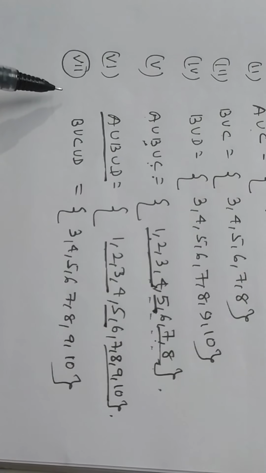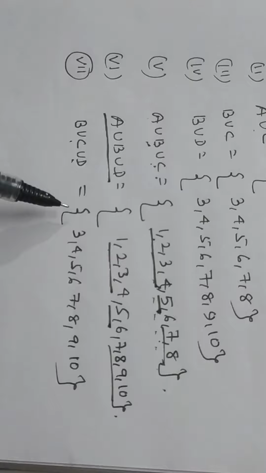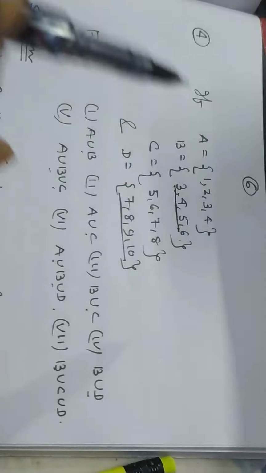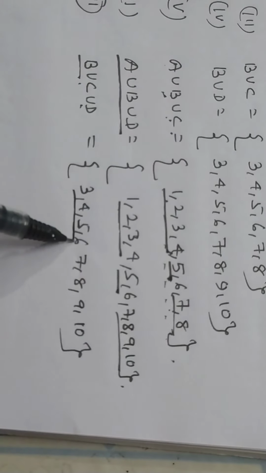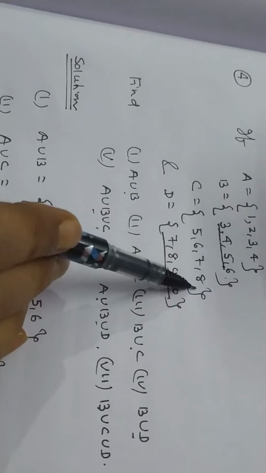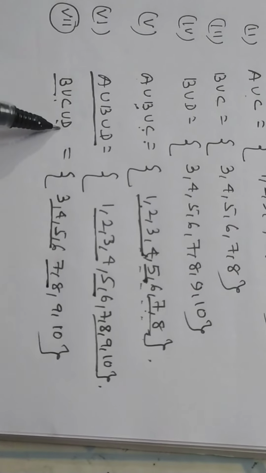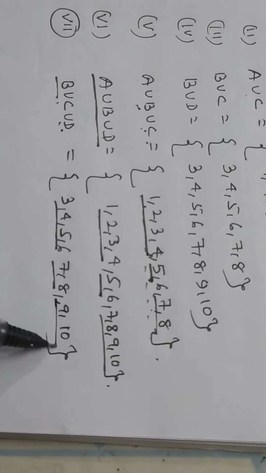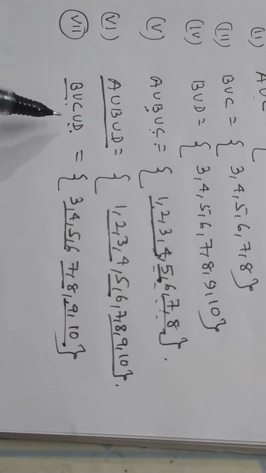Now B union C union D. We first write the elements of B. B is 3, 4, 5, 6. We write 3, 4, 5, 6. C is 5, 6, 7, 8. We will not write overlapping elements, so write only 7, 8. For D, we will not write overlapping elements, we write only 9, 10. So in this way, we will write B union C union D.